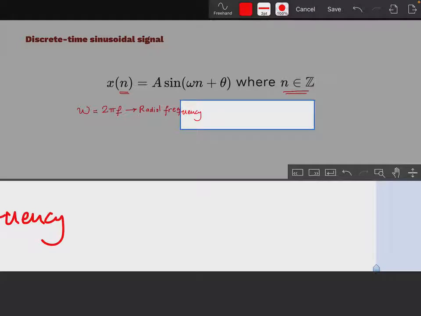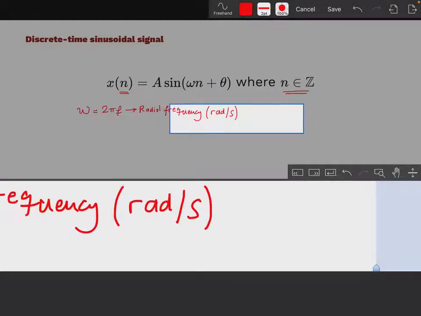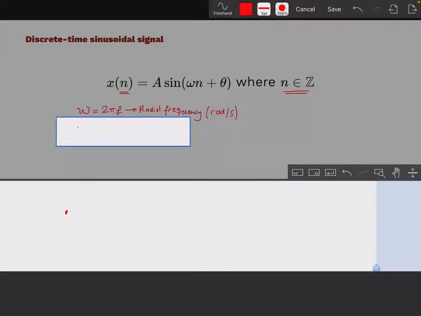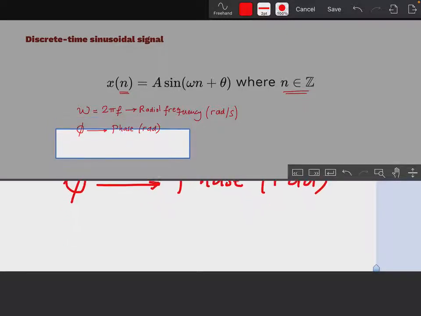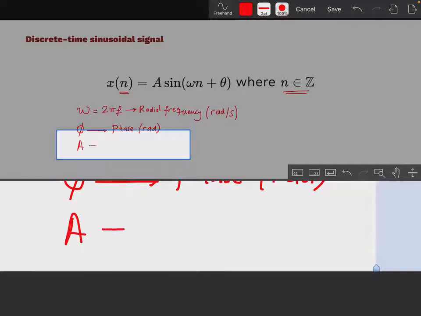But its unit is radians per second. Okay. Then we have phi, which is phase in radians, just as in the continuous time sinusoidal signal. It is the same. Then amplitude A is the same as well. A is the amplitude. It's unitless.